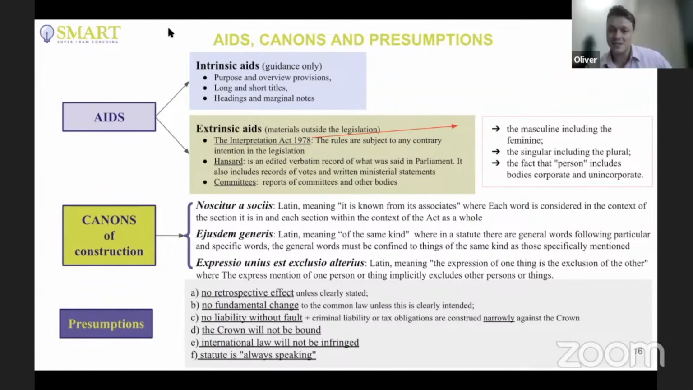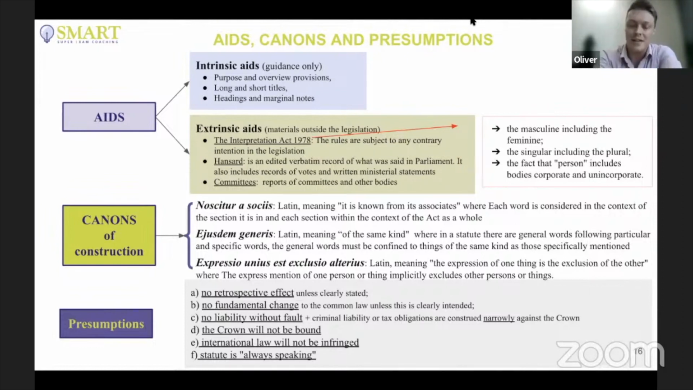Yeah, so Hansard is the record of what is said in Parliament. So if there's a parliamentary discussion when a law is being made, they may well be discussing why the law is being made, what their intention is in making that law. So if we want to take a purposive approach to the way we interpret that law, we can look at Hansard and see what was the purpose of that legislation.